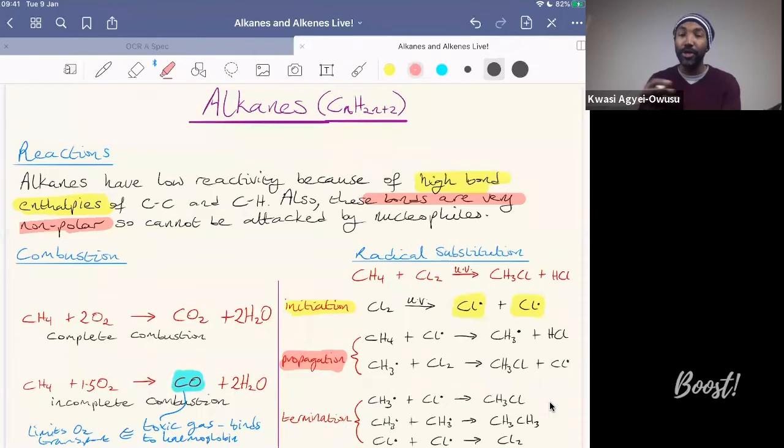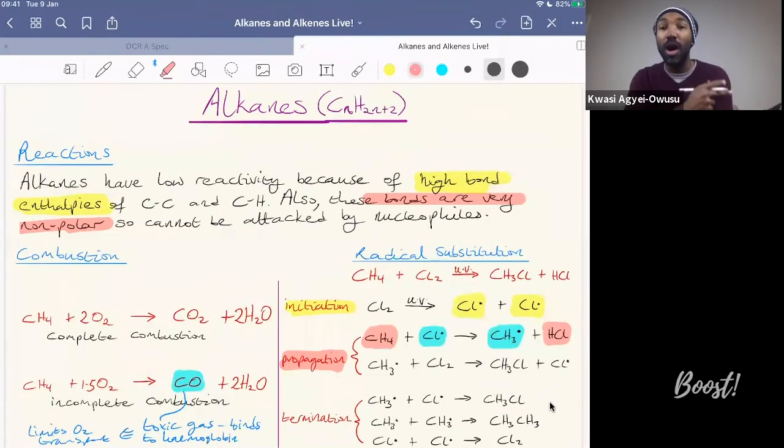Okay, so the thing to note about the propagation step is that you're taking one radical species, reacting it with a non-radical species, and then you form the same kind of radical species and a non-radical species. So if we highlight this here, you've got the radical species being reacted with a non-radical species, highlighted in pink, and you end up forming another radical species, this time your methyl radical, and you end up forming your non-radical species. Okay, so there are two reactions in your propagation step.